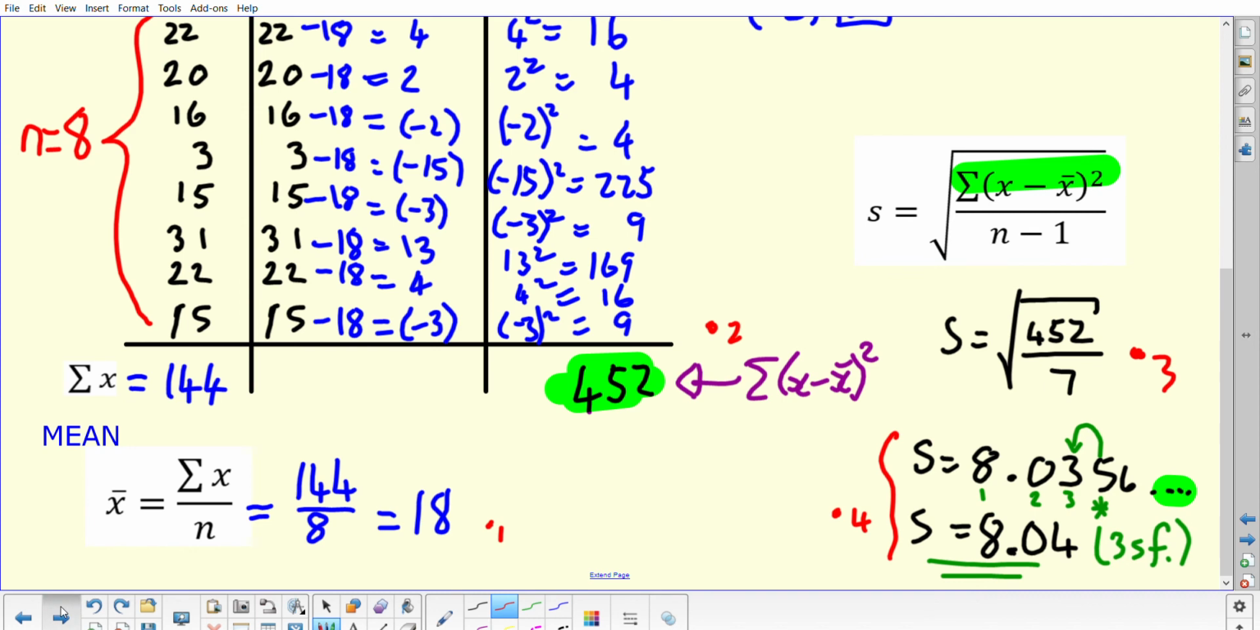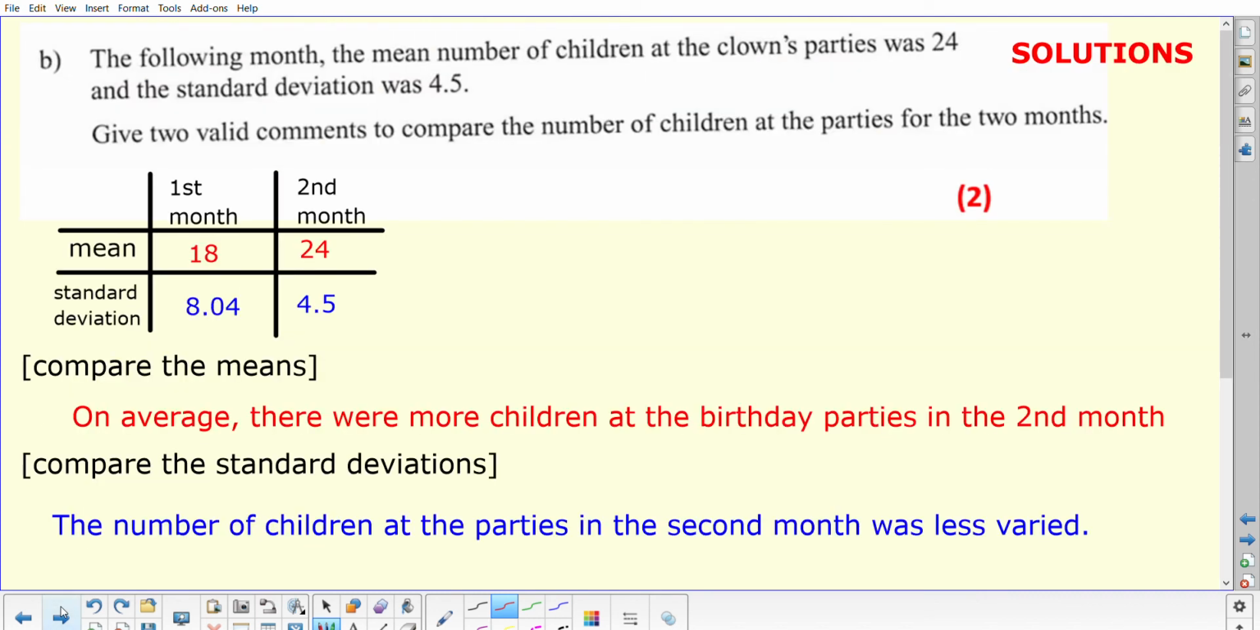So the second part of this question is the following month, the mean number of children at the clowns' parties was 24 and the standard deviation was 4.5. Give 2 valid comments to compare. Now here's the thing, it even tells you in the sentence what you're comparing: to compare the number of children at the parties for the 2 months. So my advice is usually put them side by side, almost use a little table to help you look at this.